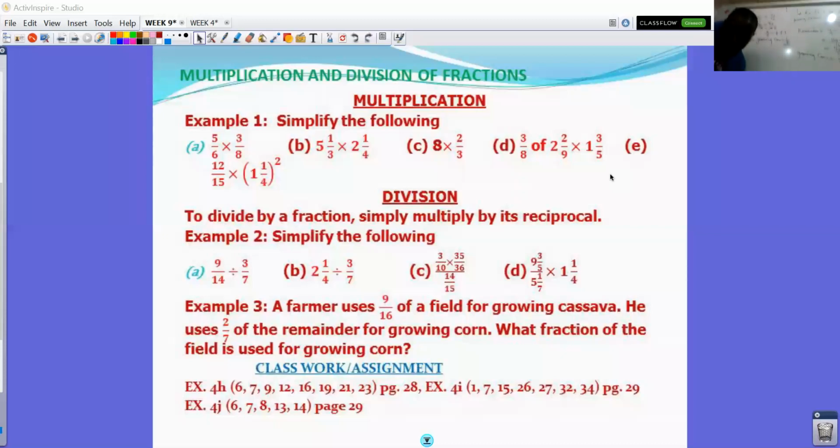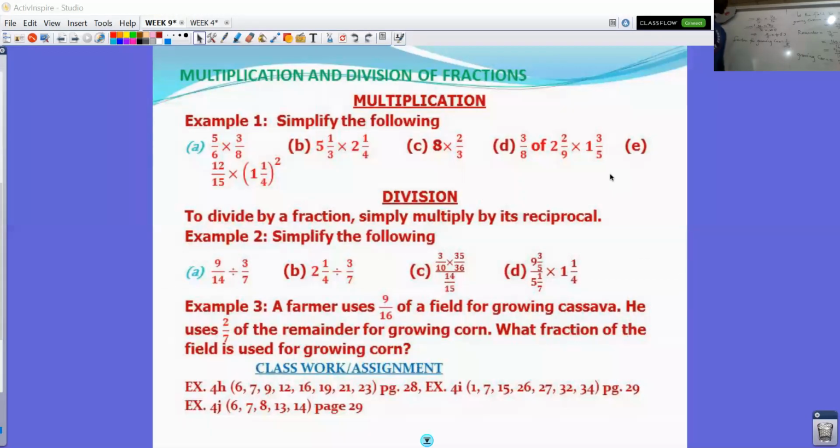Can you see the board now? Oriade, can you see the board now? Is it clearer now?